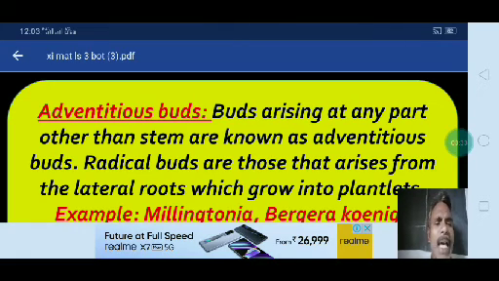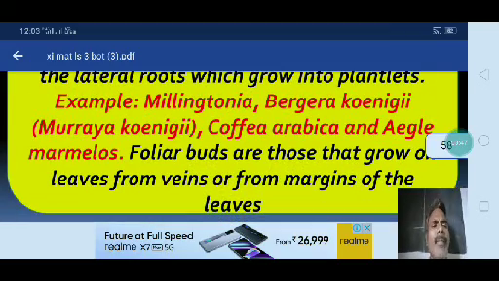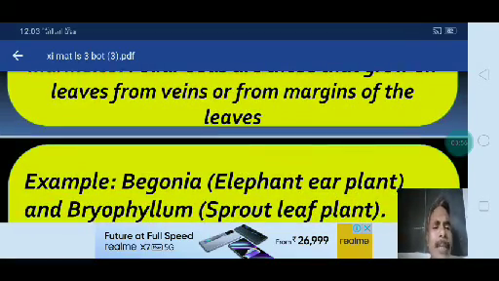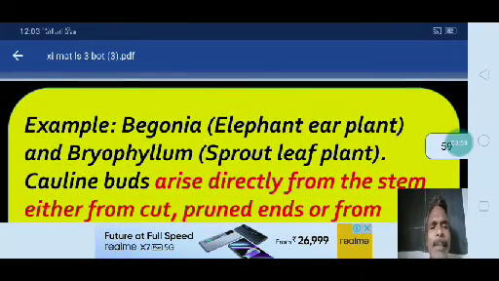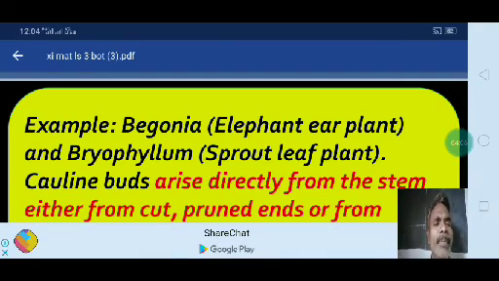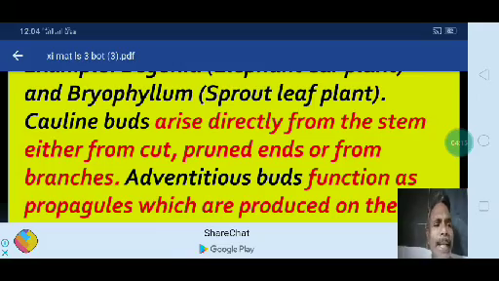Okay, radical buds are those that arise from the lateral roots and grow into plantlets. Examples include Millingtonia, Bargia, Morea, Murungamaram, Coffea arabica and Aegle marmelos, Wilwam. Then another one is foliar buds. Foliar buds are those that grow on leaves, from veins or from the margins of the leaves. Examples are Begonia, elephant ear plant, and Bryophyllum, sprout leaf plant. Another one is cauline buds. These buds arise directly from the stem, either from cut or pruned ends or from branches. These are called cauline buds.